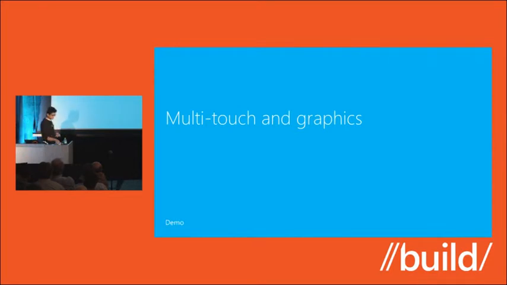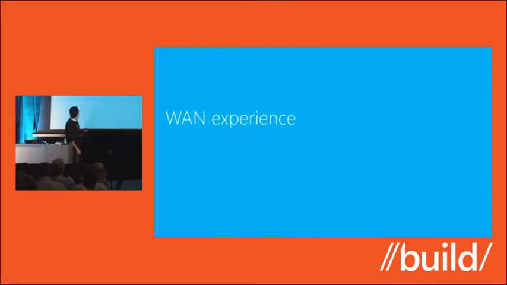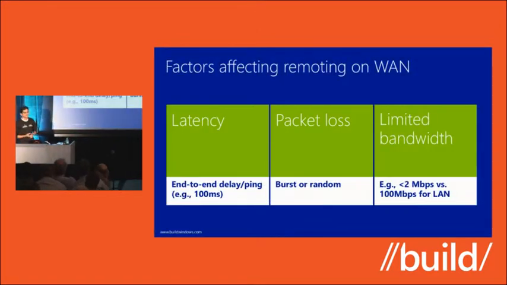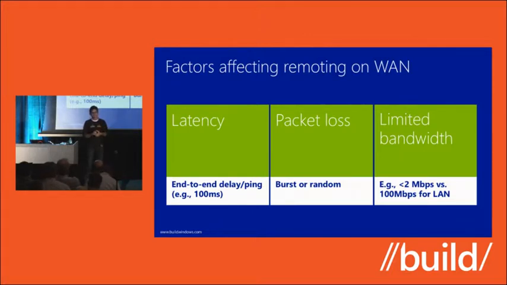So that sort of shows the multi-touch and graphics capabilities. Now let me go on to the next section and talk about the WAN experience. So what do we mean by WAN, right? So for us, WAN is characterized by three aspects. One, it's a low bandwidth, constrained bandwidth network where you don't have as much bandwidth as is typically available in a LAN network. Your bandwidth might be as limited as 756 kbps for a connection between your client and server.